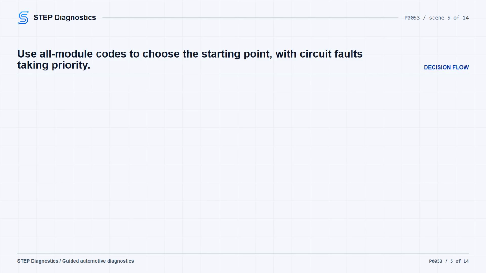Now scan all network modules for related system or symptom codes. If other codes are present, check what they mean first and use them to decide where to start. Circuit-related codes take priority over system or performance-type codes. If you have multiple circuit faults, slow down and look for a common power or ground issue, like a shared splice, instead of treating every code like a separate failure.